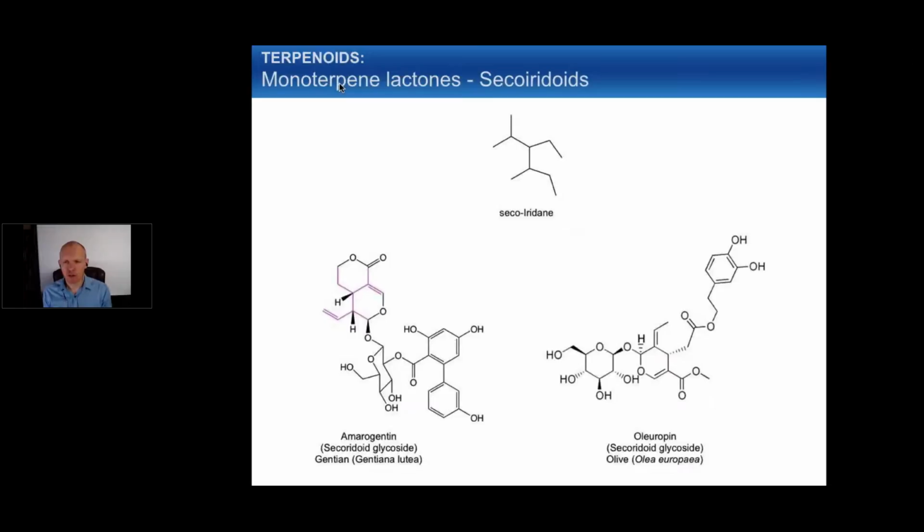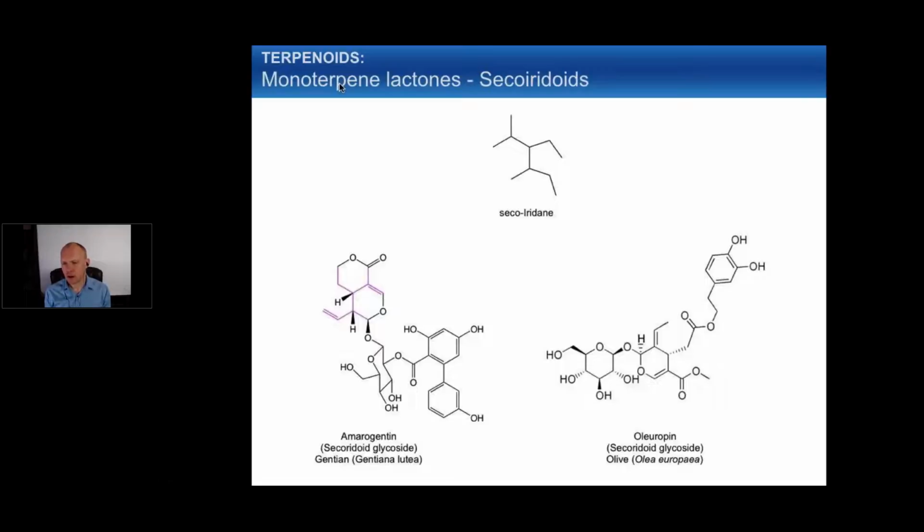Now, 2 examples of secoiridoids here is amarogentin, which is found in gentian lutea. This is a very, very bitter compound. It's a mixture of a few different things. There's a glycoside on there, a sugar attached to it, but that compound there is extremely bitter, and so it's used primarily to promote digestion as a bitter tonic. Gentian also has some antimicrobial properties as well, and so it may be attributed to these compounds.